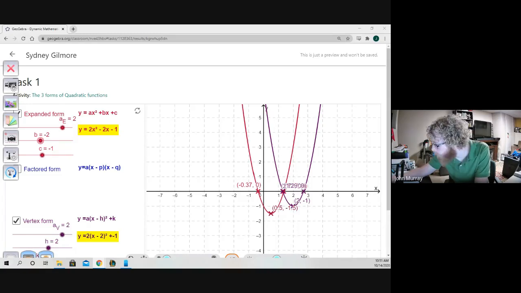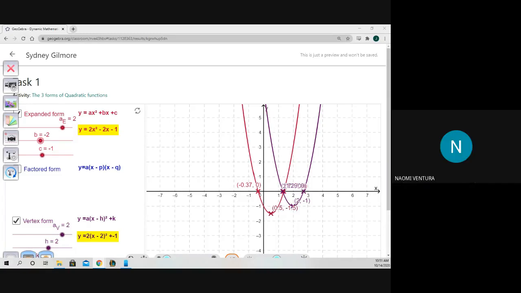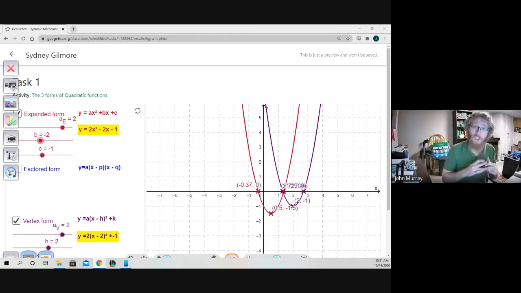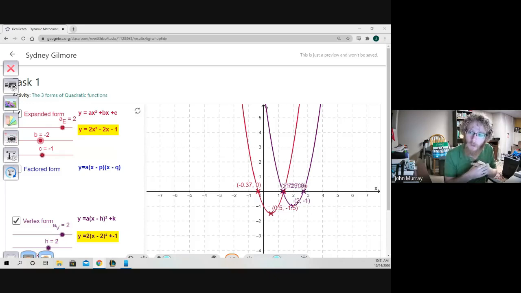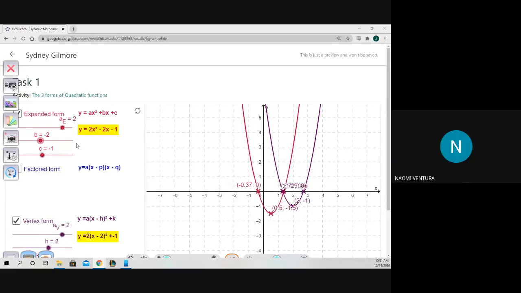What do we do now? Did you get them to match up? Yeah, like if you got it to match up, what do you do? All right. So then, just wait a second and write down what you have for your expanded form. Okay.